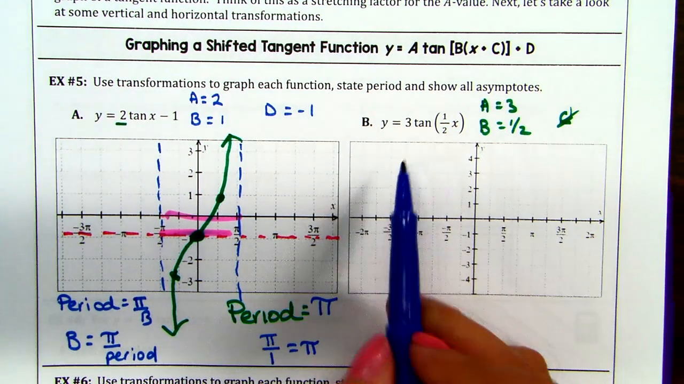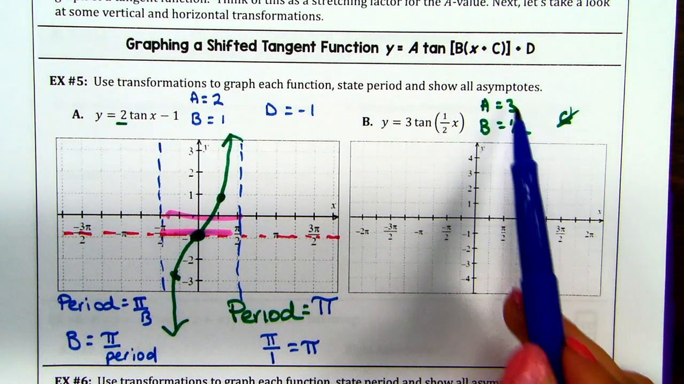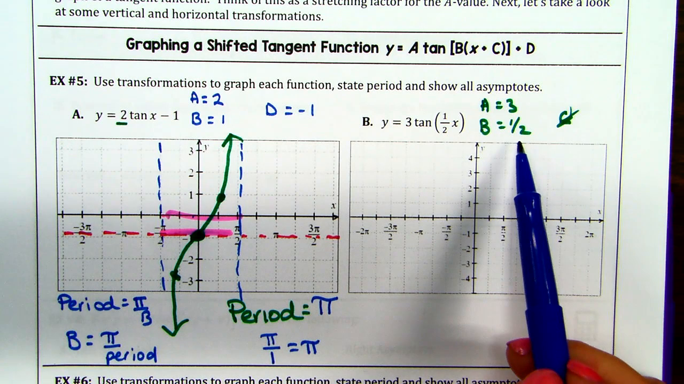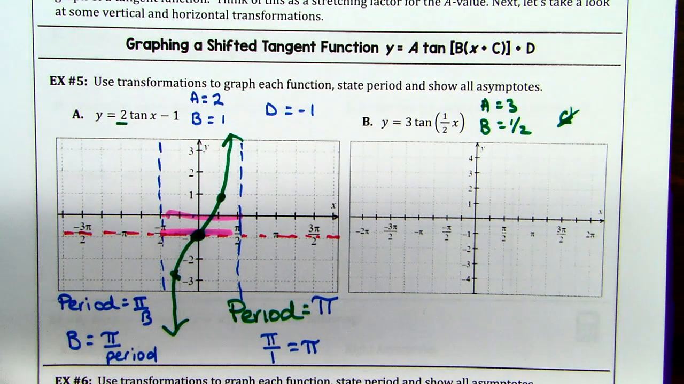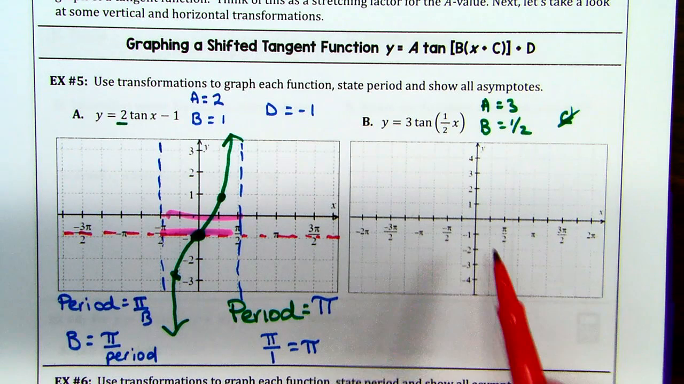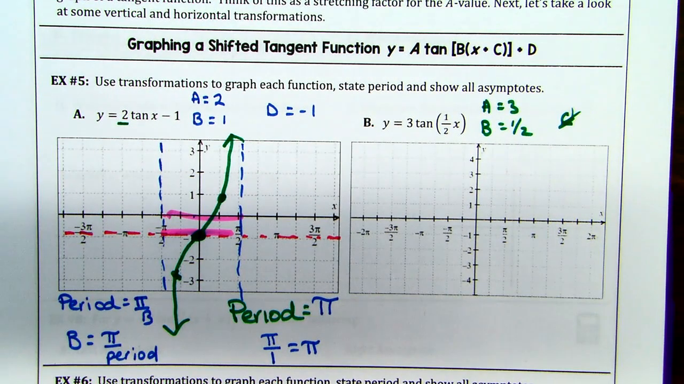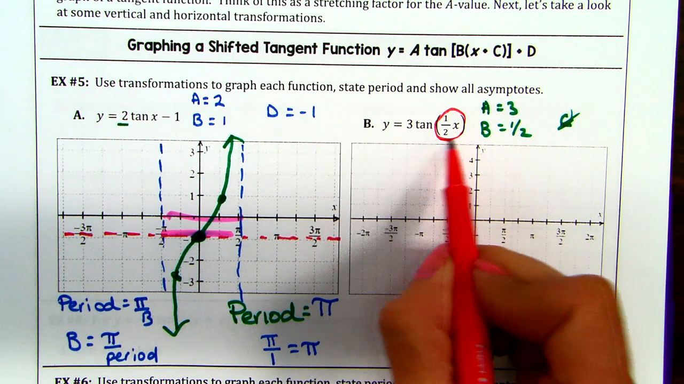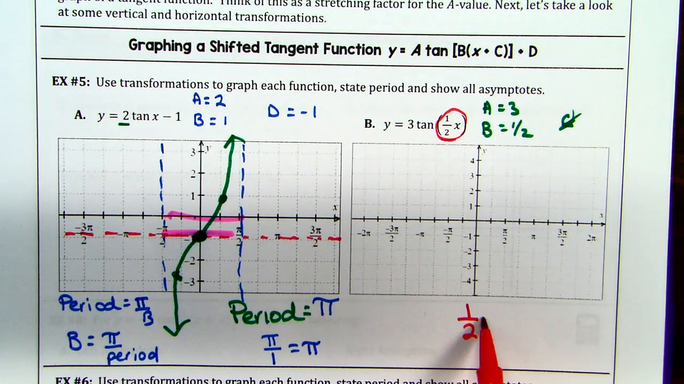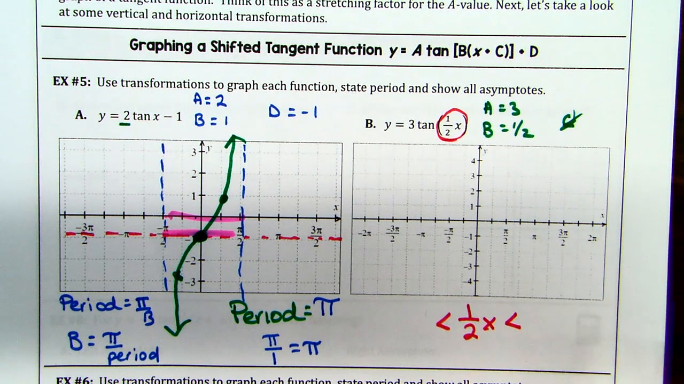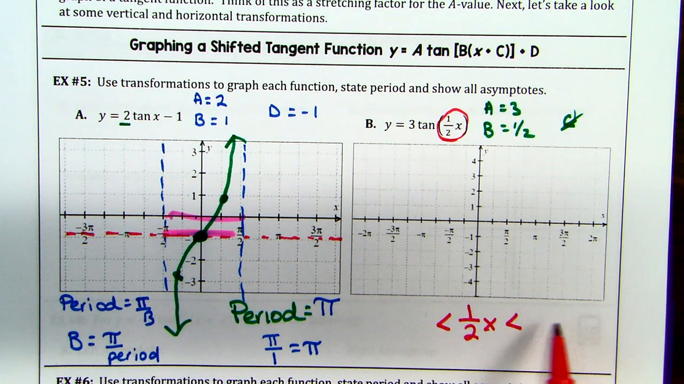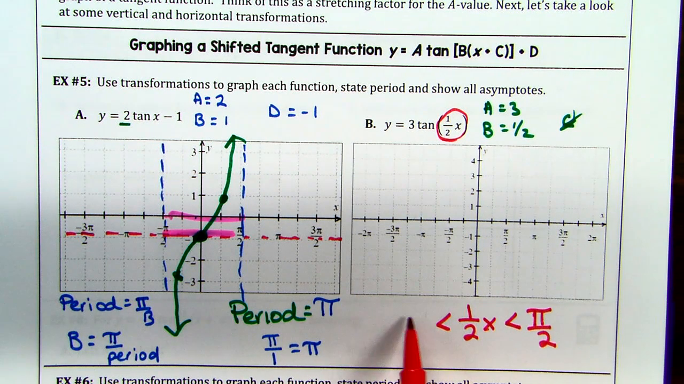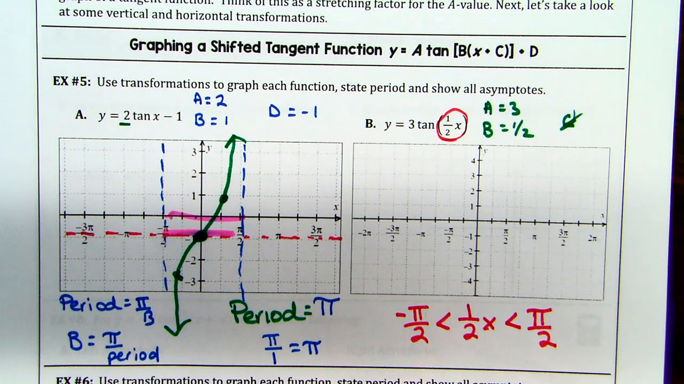All right, so back to this problem. I identified A and B. Stop me if you have a question, guys. I identified A and B, and then I'm going to find the asymptotes. The asymptotes are really important. I wouldn't even begin trying to graph anything till I know where my points are going to be. So remember, I take my argument, which is whatever's in parentheses, and I put it in between the parent function asymptotes, which we're memorizing as pi over 2 and negative pi over 2.